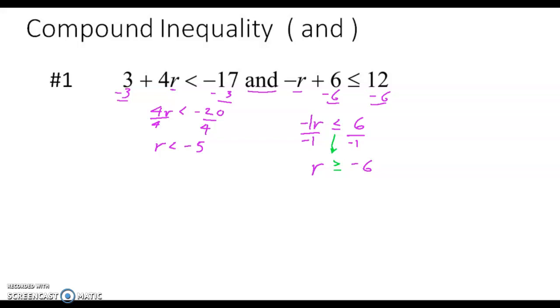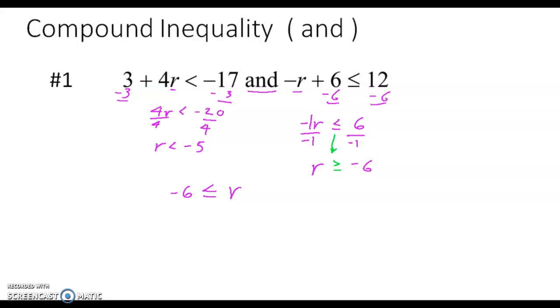I now need to compare these two answers, negative 5 and negative 6. Negative 6 is a smaller number. It is farther to the left on a number line than negative 5. So I have negative 6. You'll notice that the inequality points toward the negative 6. So I need to orient that so it points toward the negative 6. And put my r.